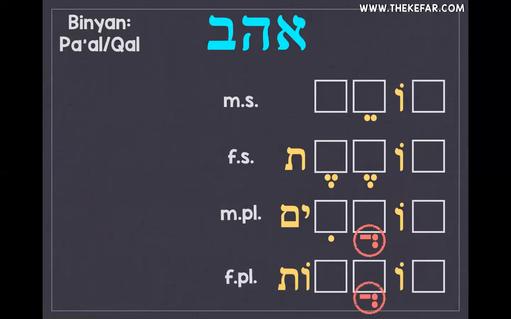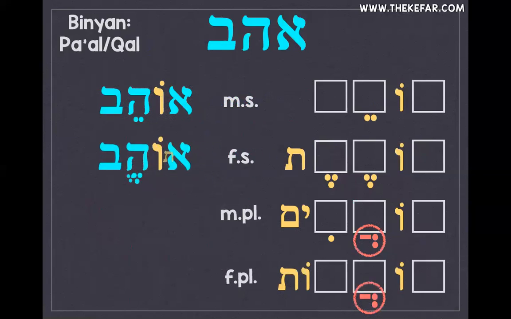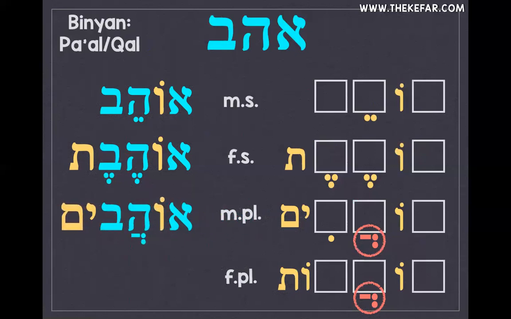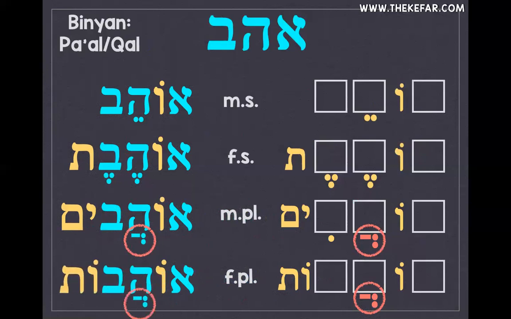Okay, so now if we add in the letters of our shoresh, ahav, for masculine singular, o-e, we have ohev. This you're used to, just like the last group of verbs. Feminine singular, o-e-et, with our shoresh, it's ohevet. Masculine plural, our sound pattern is o-a-im, so we have ohavim. Not o-vim, because now we have this additional a vowel. For feminine plural, our sound pattern is o-a-ot, so with our shoresh, it becomes ohavot. And again, we have that additional vowel sound in the middle.